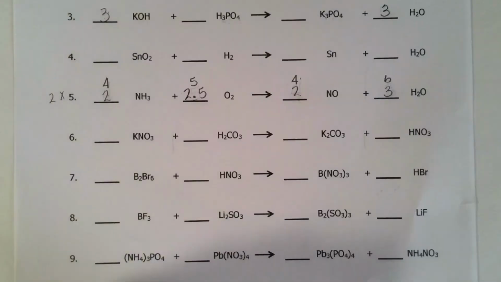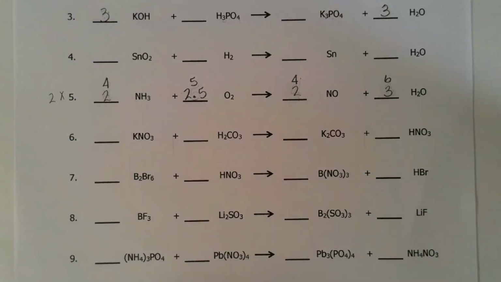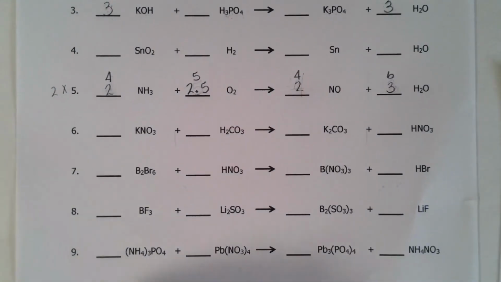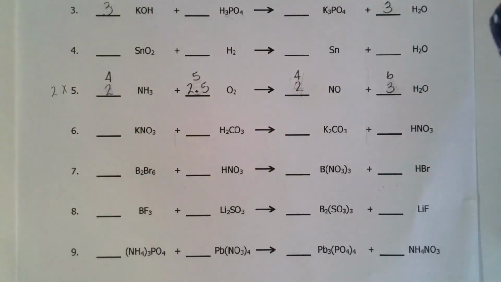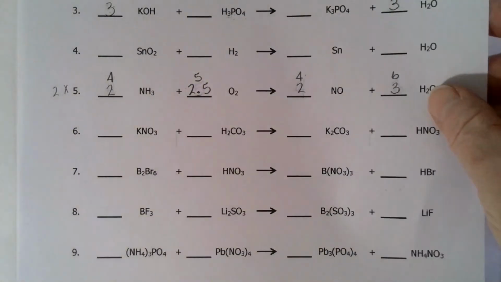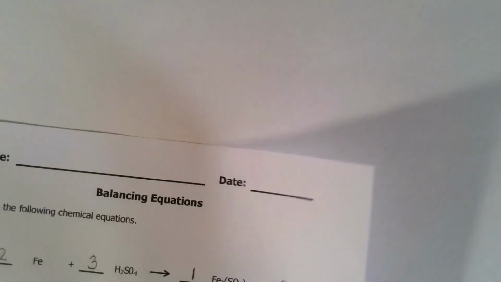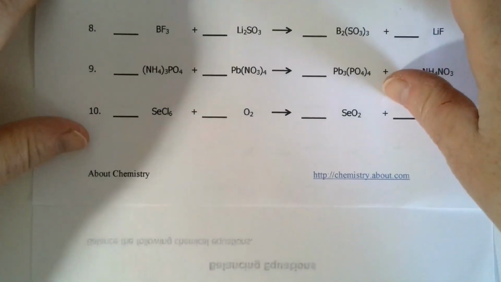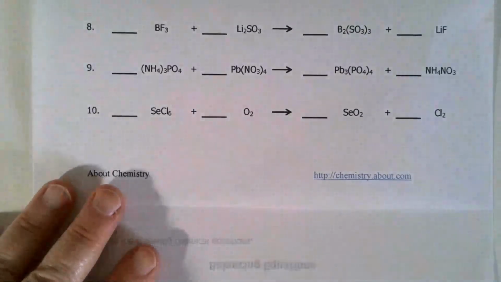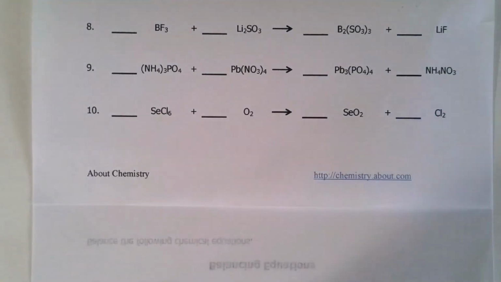Let's do one more. I don't know which one we should pick. I'm trying to see what I can do with my camera. And I bet you're looking at the paper and going, oh, that number 9 looks tough. So let's try number 9. Everyone see number 9 on their paper? NH4, 3, PO4. Yeah, it looks like it could be a lot of work, doesn't it?